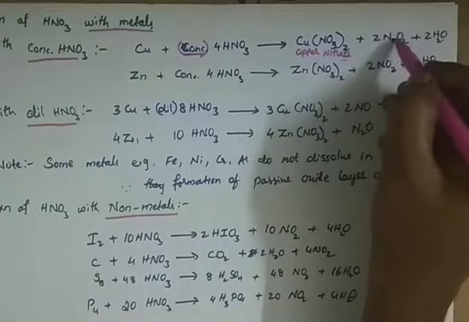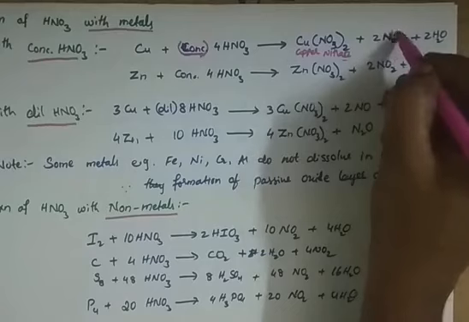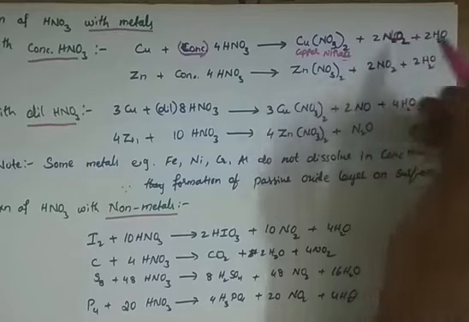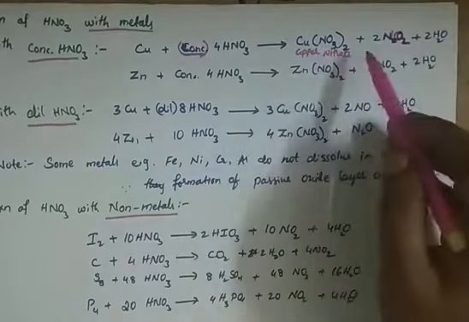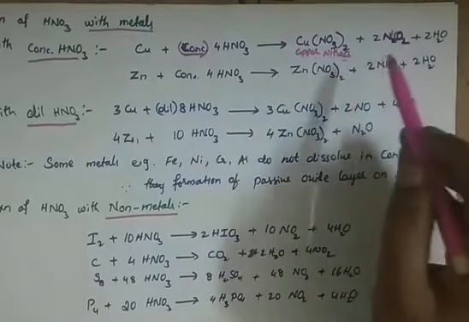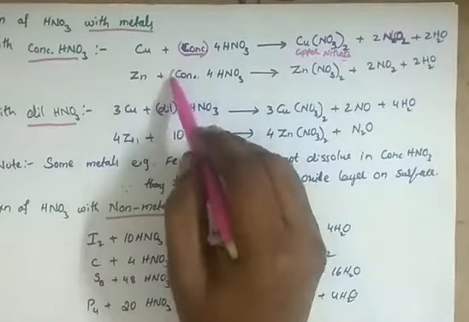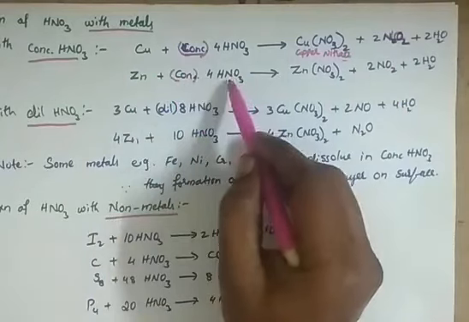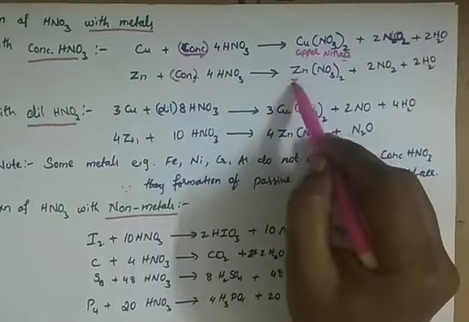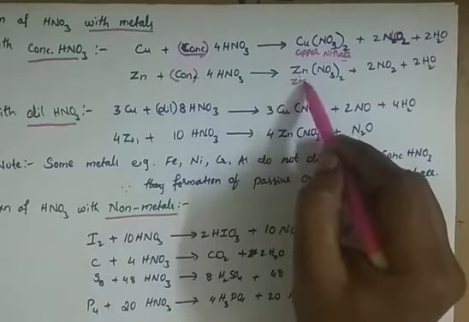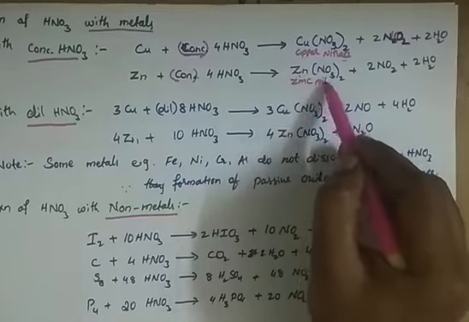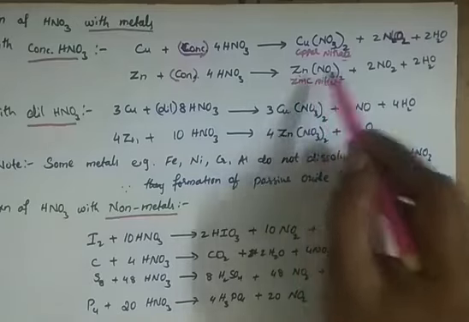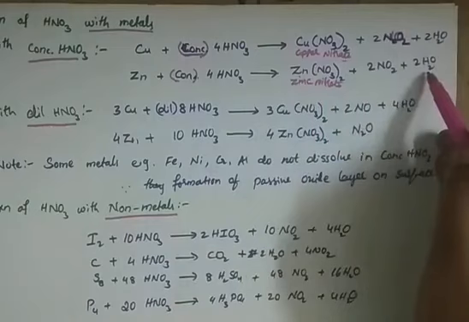And it forms NO2. Please make a note: when concentrated acid reacts with a metal, the products are the metal nitrate and NO2. Look at zinc. Again, concentrated HNO3 is used to form zinc nitrate and NO2 again, and water.